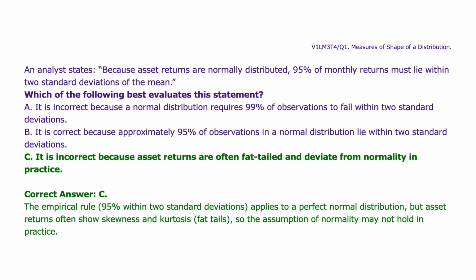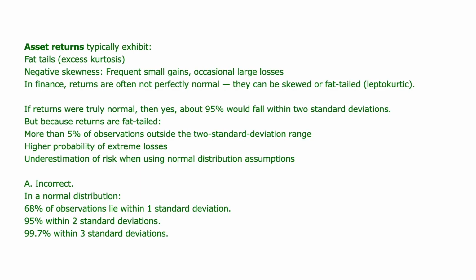For a true normal distribution, 95% of observations fall within plus or minus 2 standard deviations. This part is approximately correct. But in practice, real asset returns commonly show leptokurtosis, fat tails, more extreme outcomes than a normal distribution predicts. The statement is incorrect because normality of asset returns is empirically false, even though the 95% rule itself is valid for a true normal distribution.